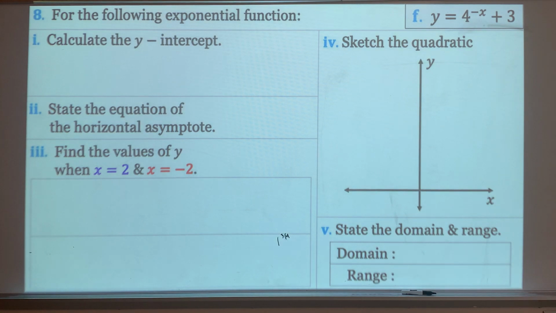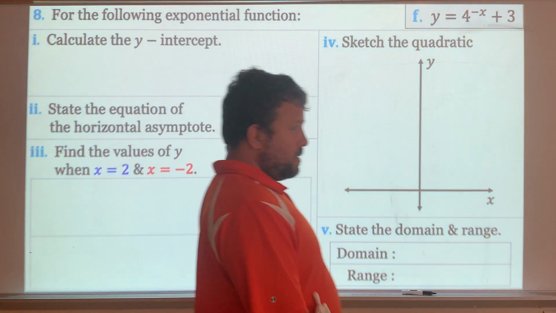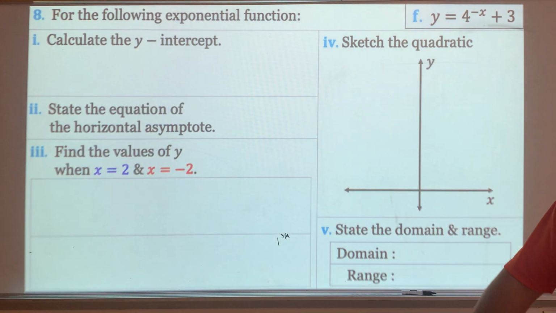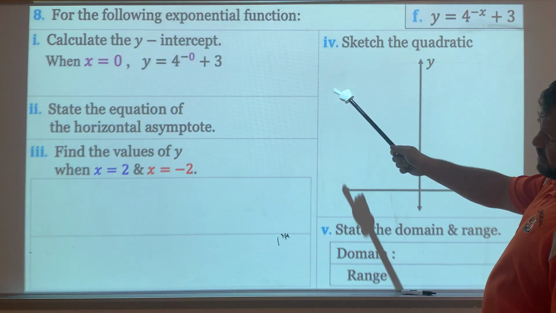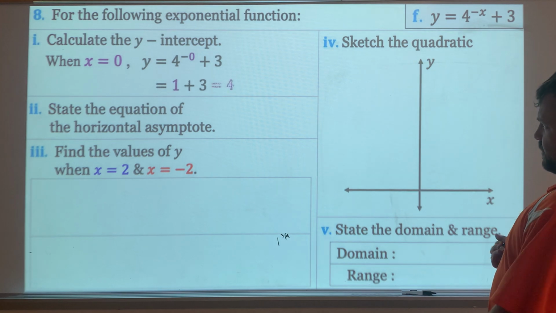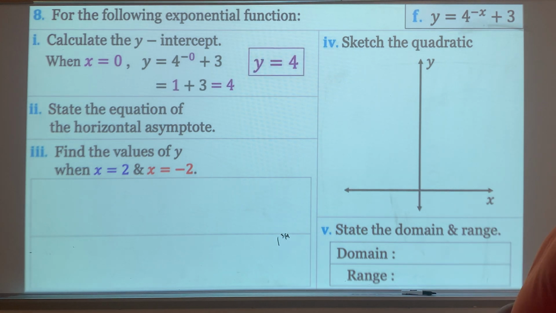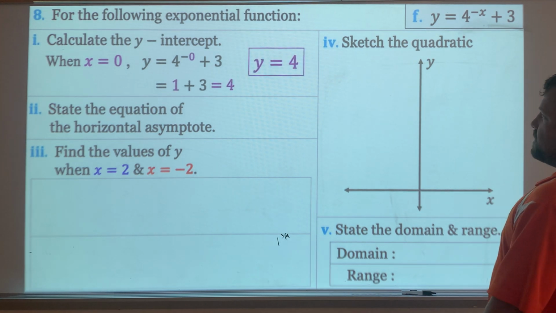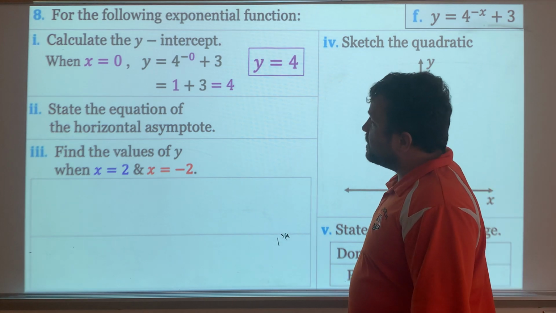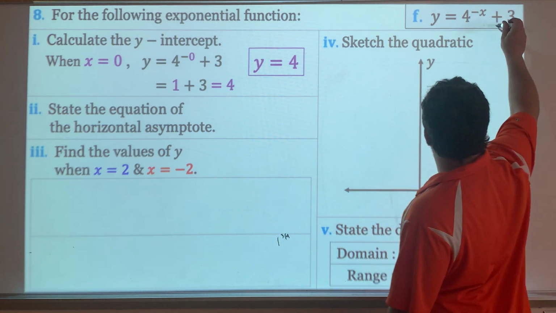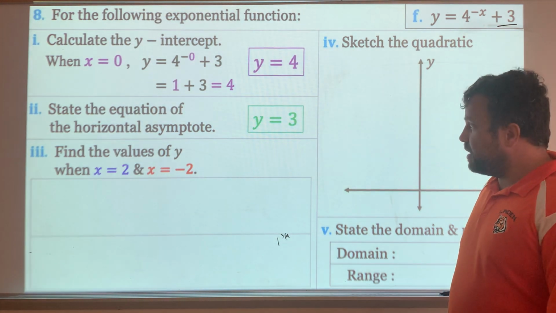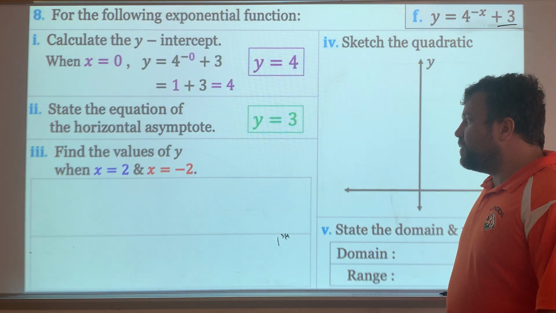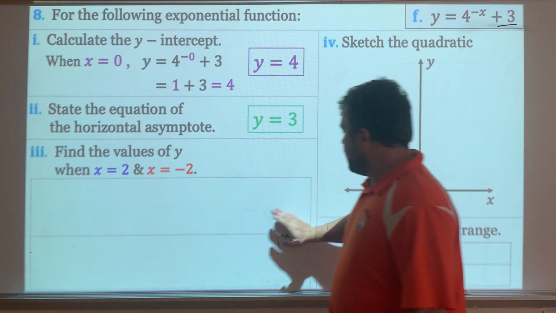F. Calculate the y-intercept. And x equals 0. 4 to the -0 is 1. 1 plus 3 is 4. Y equals 4 is your y-intercept. State the equation of the horizontal asymptote. 3. Y equals 3 is our horizontal asymptote. Right. Find the values of y when x is 2 and x is -2.